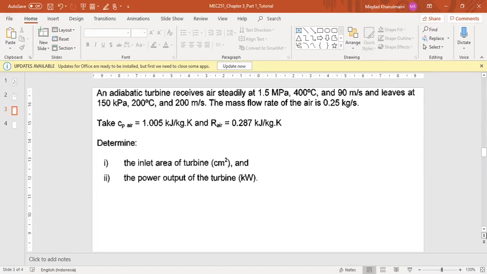This is a second example for turbines. But this time the substance will be a gas, specifically air. All right, so let's see how to solve this question.